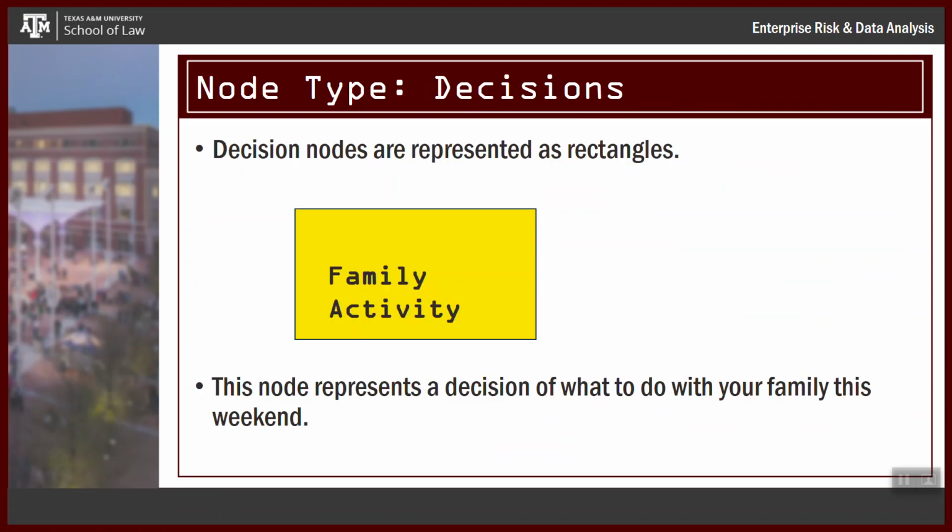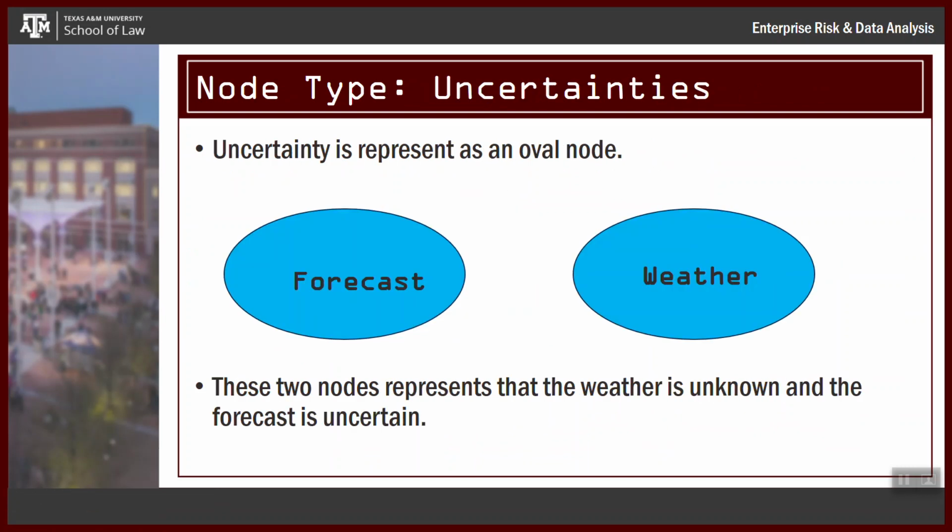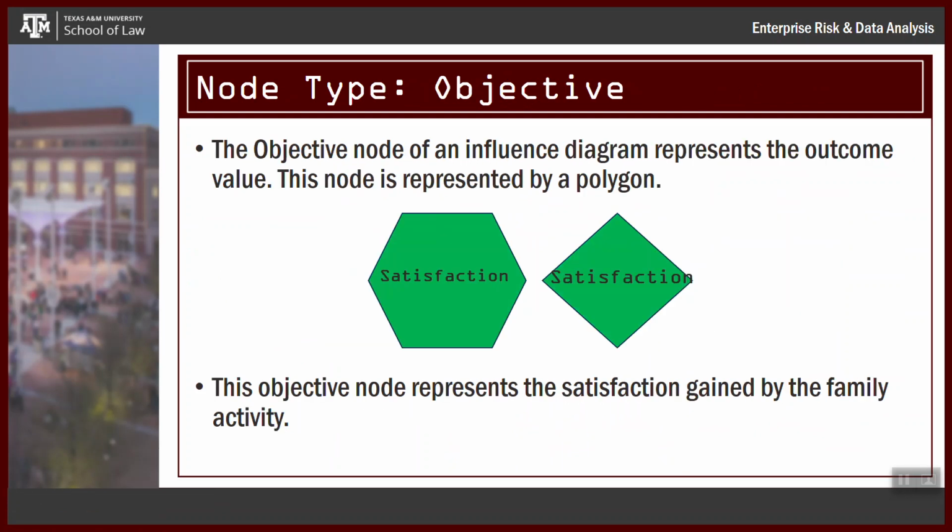So we picked a simple example. What are you going to do this weekend with your family? And let's see, what's going to go into that? There's going to be uncertainty. What's the weather being forecasted? What's the weather actually like? You notice here we're calling them nodes. Those two nodes represent that the weather is known and the forecast is uncertain, right? That's always probabilistic.